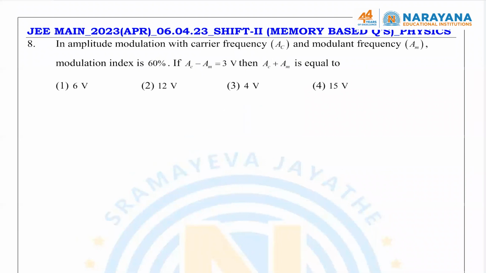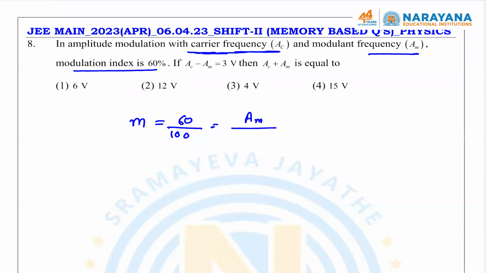Question number 8. In amplitude modulation, we are given carrier frequency and modulation frequency. The index of modulation is 60%, that is 60 by 100. It is the ratio of the amplitude of the modulating signal and the carrier wave. So we are given AM over AC as 60 by 100, which is 3/5. Now we are given AC minus AM and we want to find AC plus AM.